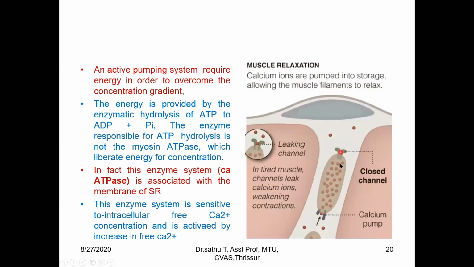Here you can see, for muscle relaxation, the calcium ions are pumped into the store. Where is the store? The store is nothing but the sarcoplasmic reticulum, allowing the muscle filament to relax. So an active pumping system requires energy in order to overcome the concentration gradient. Outside it will be more, so it has to be pumped back inside the sarcoplasmic reticulum. Naturally it requires some energy. The energy is provided by the enzymatic hydrolysis of ATP to ADP plus inorganic phosphate.